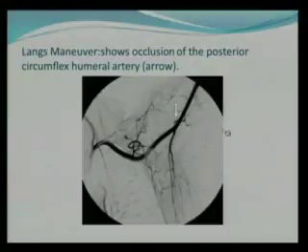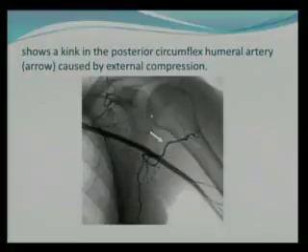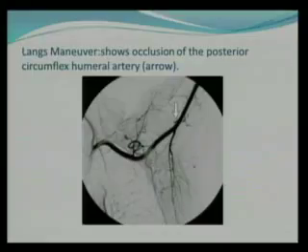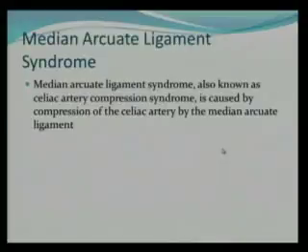As you can see in the previous study, the humerus is by the patient's side. We are in anatomical position. In the second image, the arm is hyperabducted. Arm is raised, abducted, head is turned to the opposite side. Only when you do the Lang's maneuver and you're able to show that there is acute occlusion of this vessel, that means you have diagnosed a case of quadrilateral space syndrome.